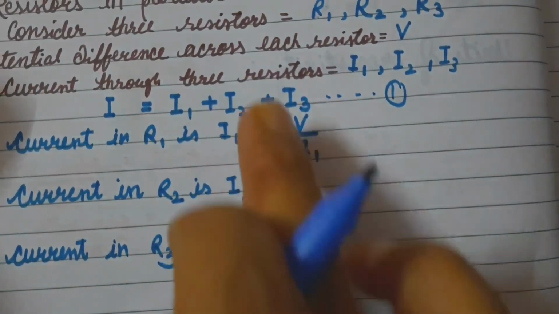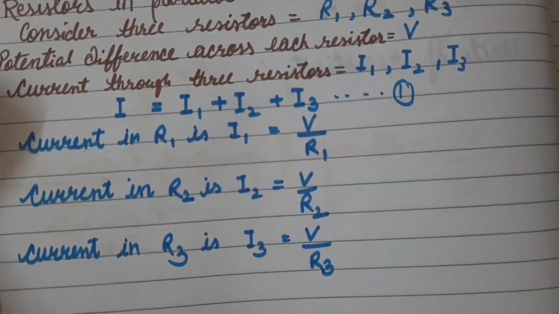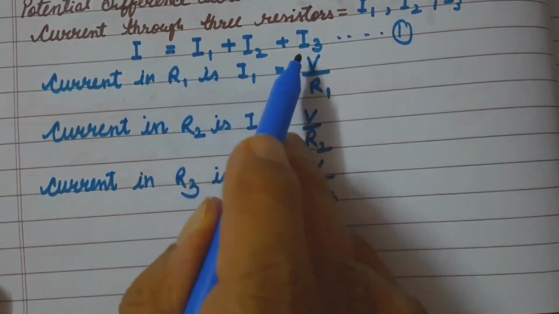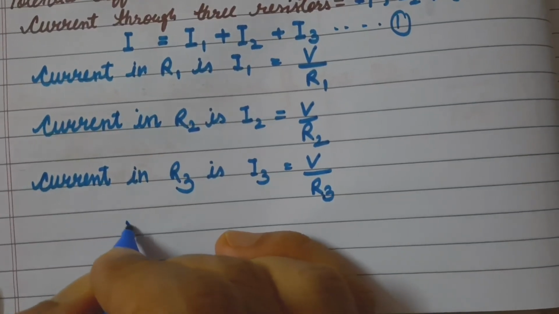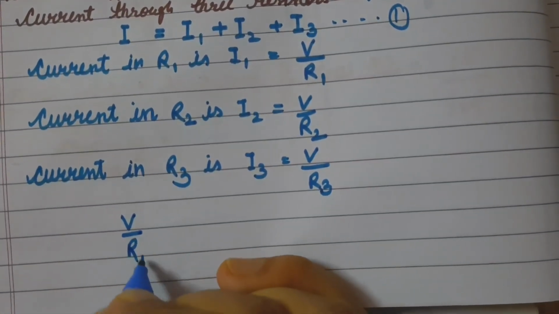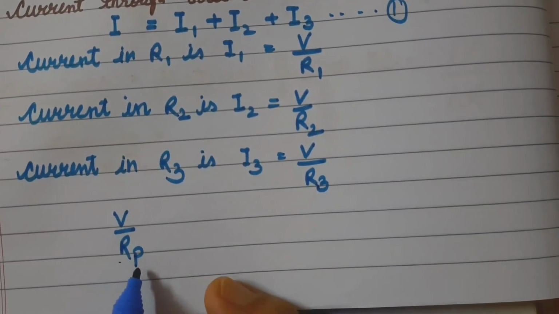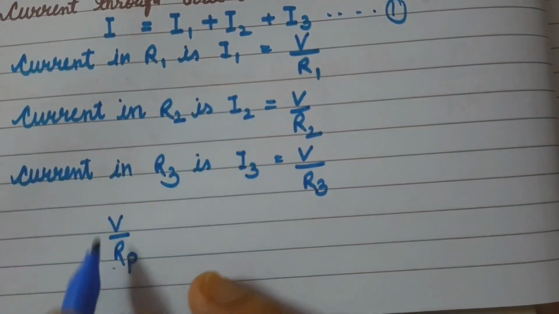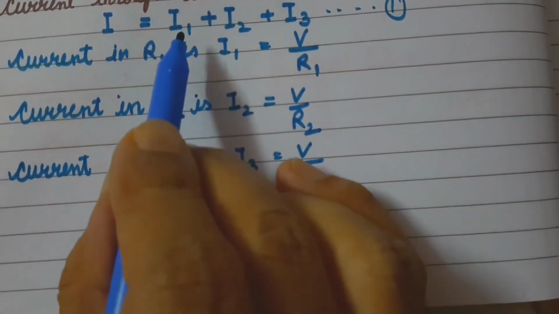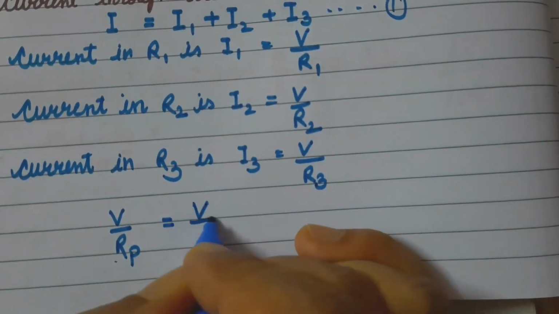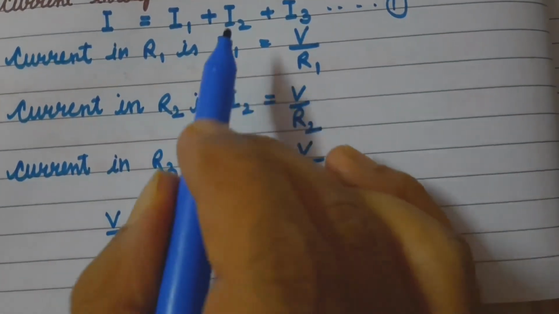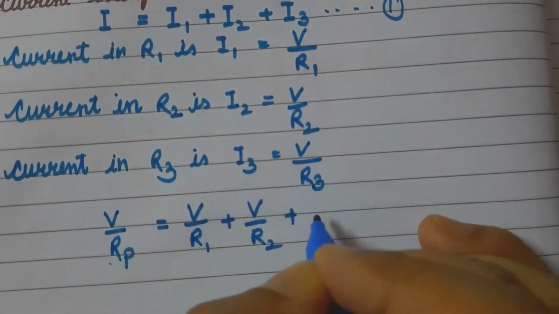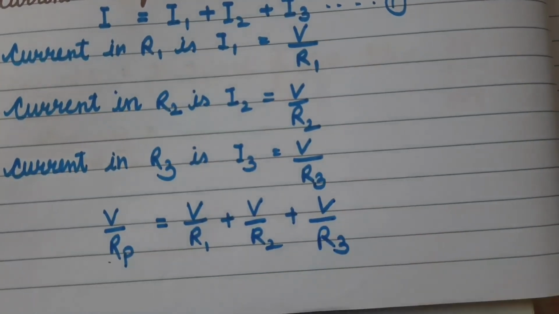Let us fill the values in equation 1. Equation 1 is I equal to I1 plus I2 plus I3. It will become V upon Rp, meaning the resistors are connected in parallel combination. According to Ohm's law, V is equal to IR, so I equal to V upon R. Fill the value of I1, that is V upon R1, I2, that is V upon R2, and I3, that is V upon R3.